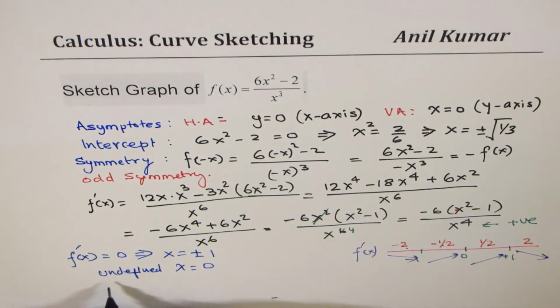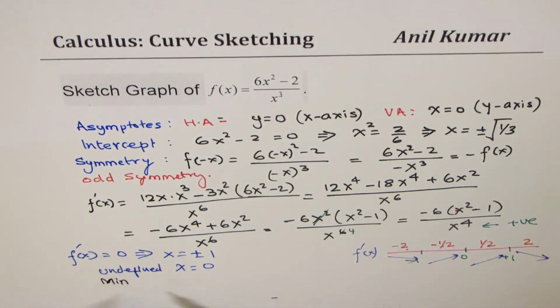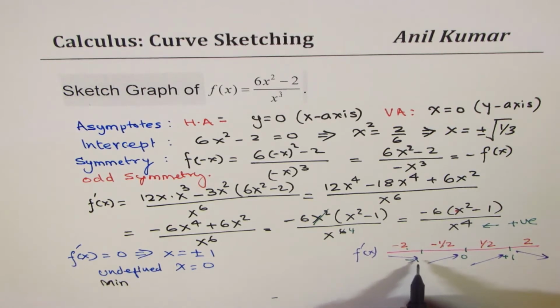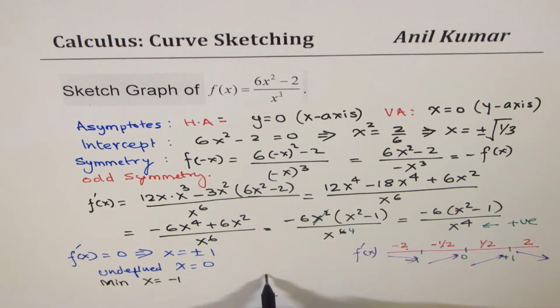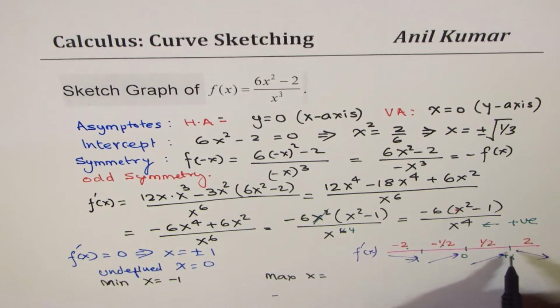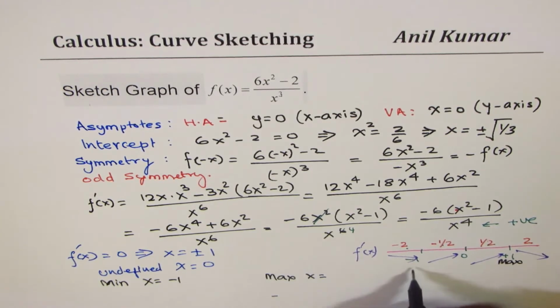So what we get here is minimum at x equals to minus 1, and maximum at x equals to plus 1. So that gives you maximum, correct? This is minimum.